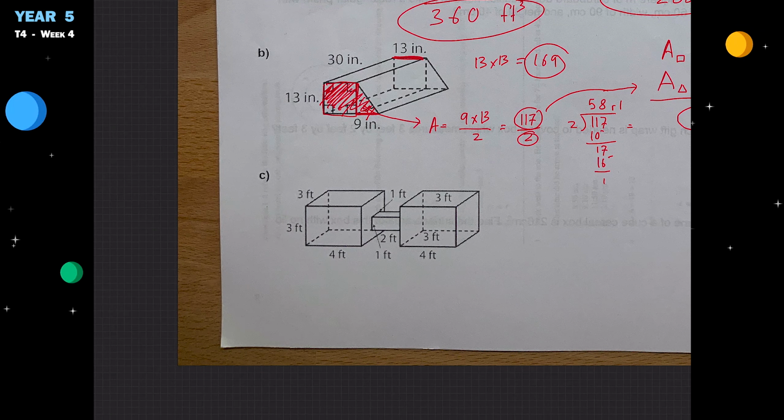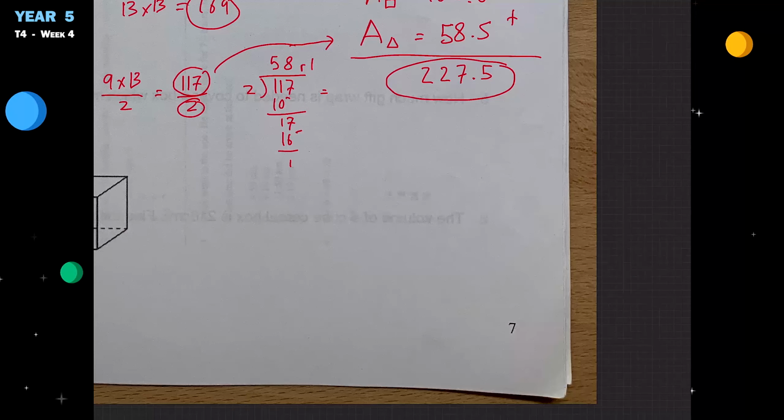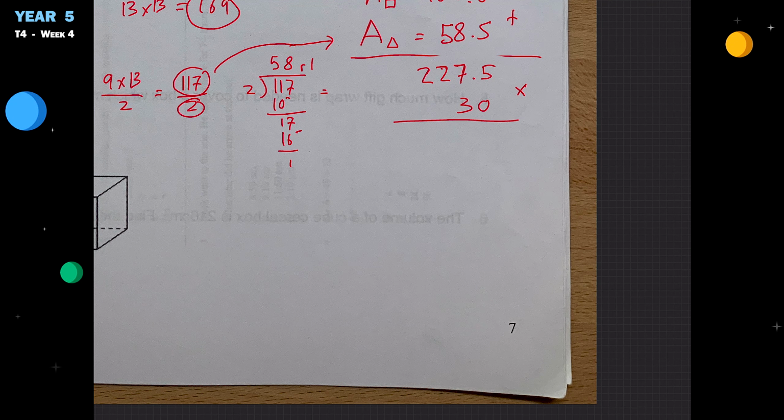So the volume is the cross-section area multiplied by how long we're stacking it in this direction. And we're stacking it 30 inches. So we're going to multiply this number, this will be 227.5. Okay, multiply this by 30. First one's just 0.